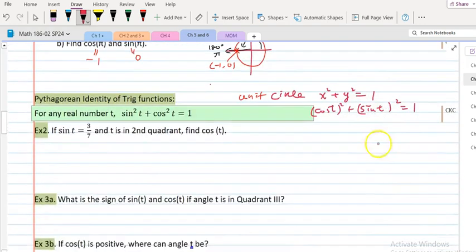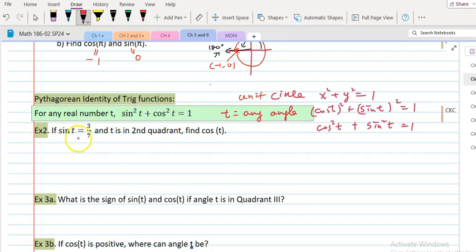Okay, so if I want to say cosine t squared, I would write it as cosine squared t plus sine squared t equal to 1. This is called an identity, and t is any angle. It could be the coterminal angle, it could be any 30 degree, 40 degree, 10 degree.